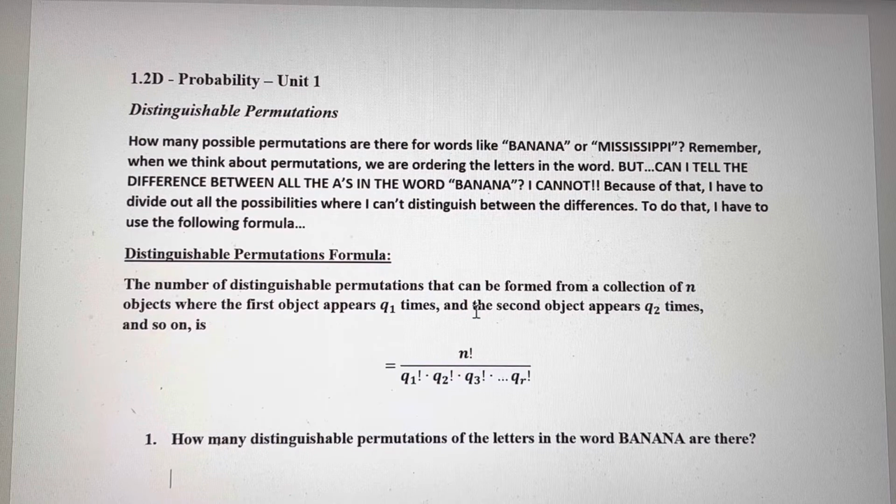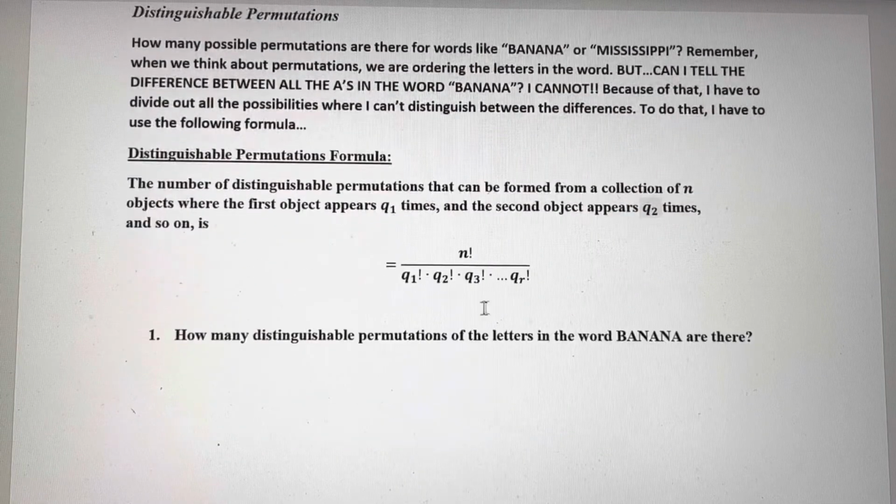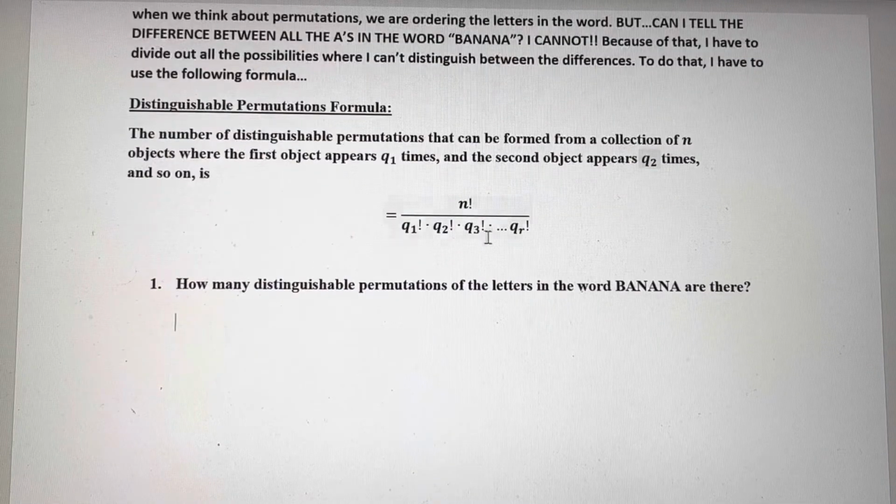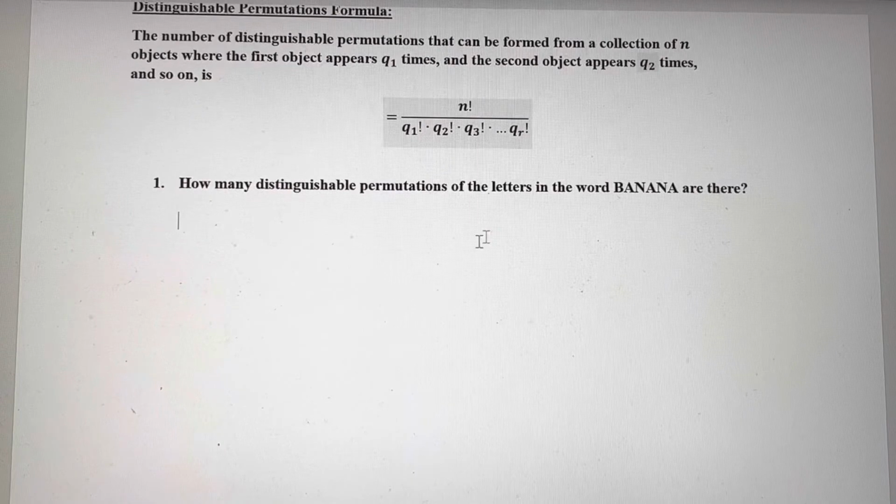So the number of distinguishable permutations that can be formed from a collection of n objects, which would be the number of letters in this case, where the first object appears q sub 1 times, the second object appears q sub 2 times, and so on, is the following. Our numerator is going to be n factorial, just like we did before with our permutations and combinations. And the denominator is all the letters or objects that we're dealing with here and how many times they appear. I'm going to leave that on the screen as we talk about banana.